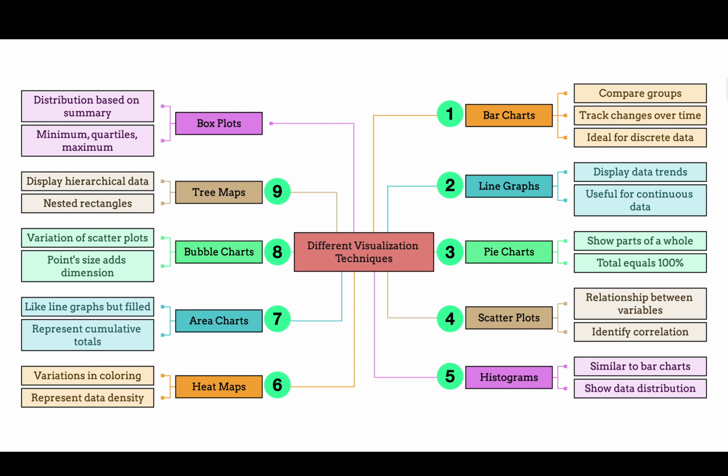9. Tree maps, ideal for displaying hierarchical data and part-to-whole relationships using nested rectangles. 10. Box plots, used to show the distribution of data based on a 5-number summary: minimum, first quartile, median, third quartile, and maximum.